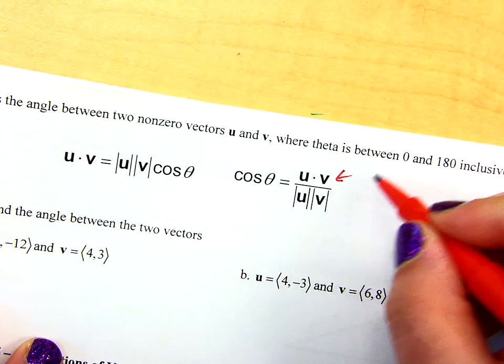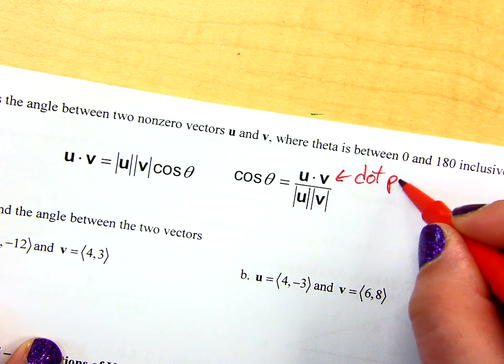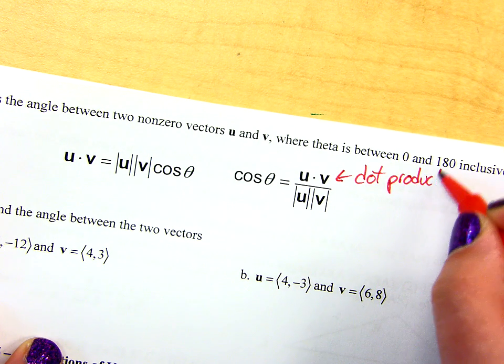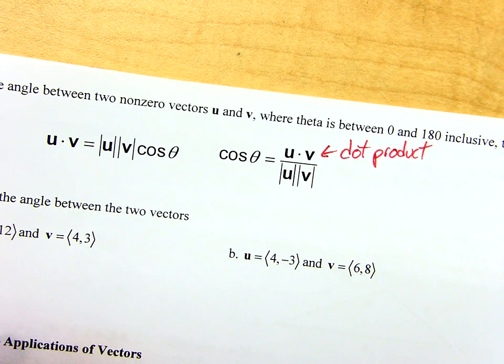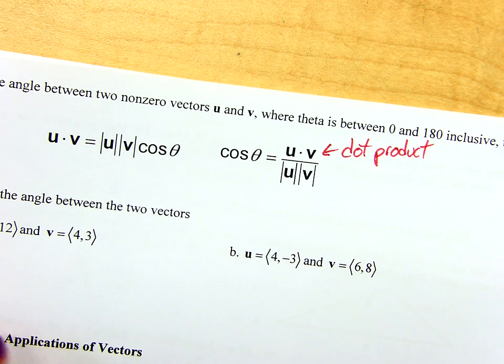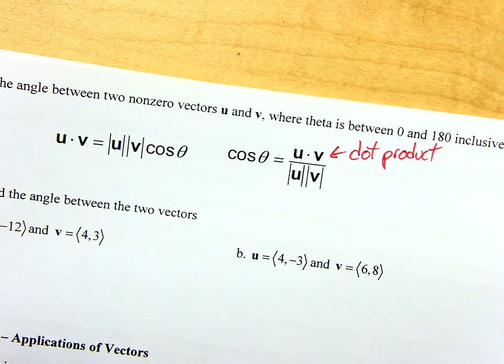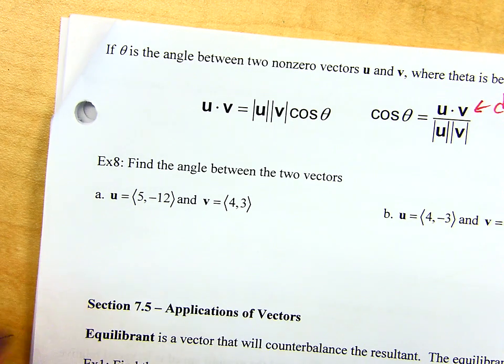So, if you want to write a note to yourself that that's dot product, that does not mean it's u times v. It's the dot product, u dot v. Okay, so let's figure out the dot product of our two vectors.